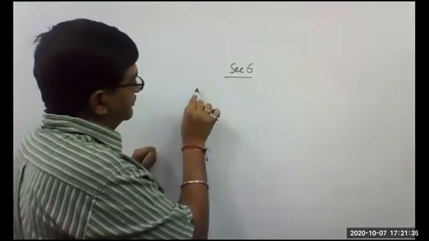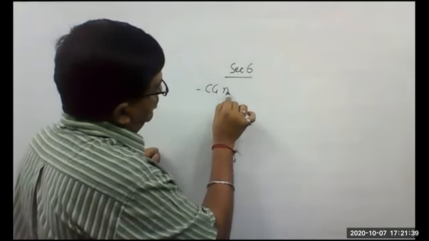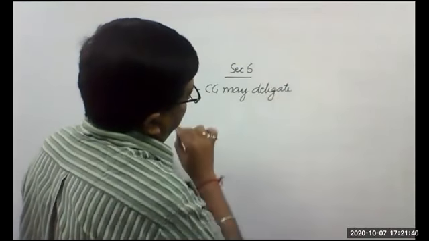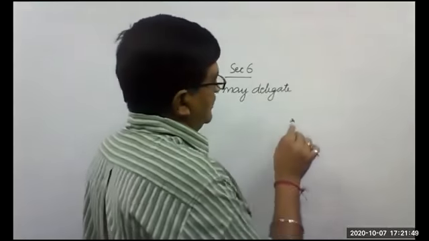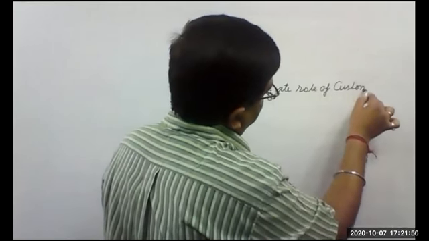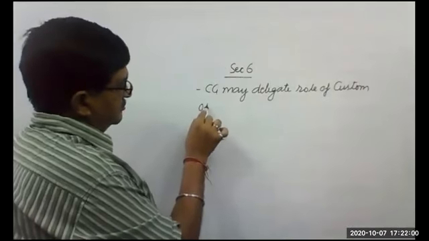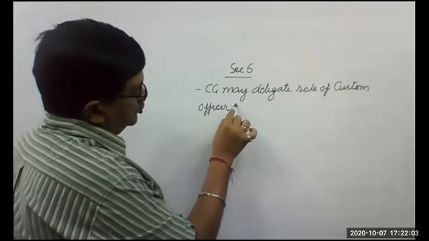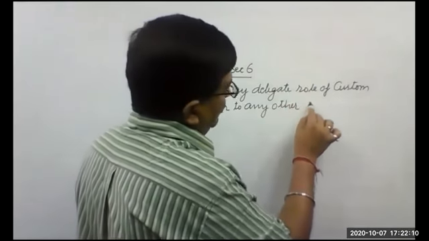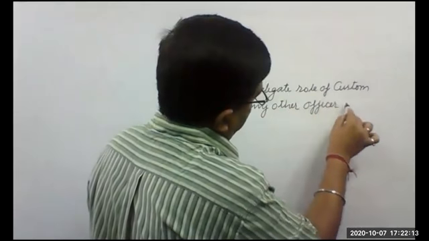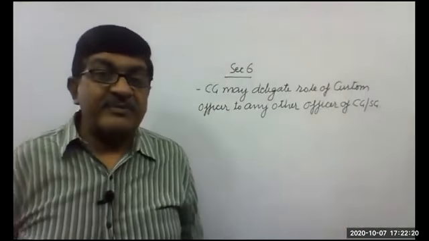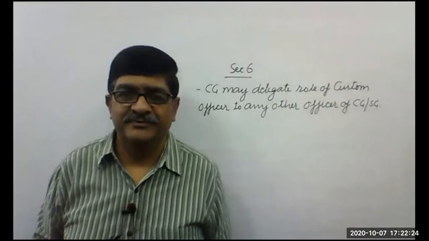So section 6, point number 1. Central government may delegate role of custom officer to any other officer, that may be central government, that may be state government, right?